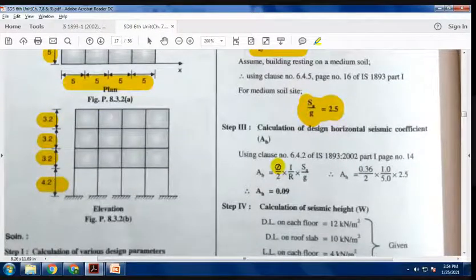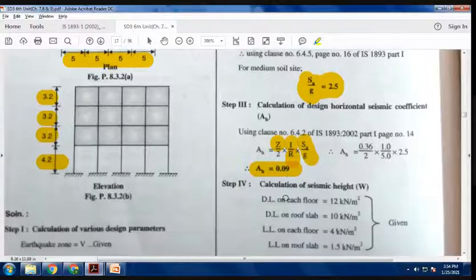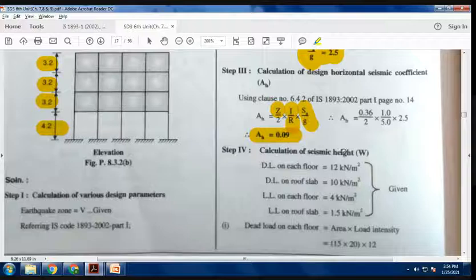Now we have got the value of Z, the value of I, the value of R, and the value of SA by G. Therefore we can directly calculate the seismic coefficient AH equals 0.09. Most of the people make a mistake at this point, that is in the load calculation. Just take care about that one.